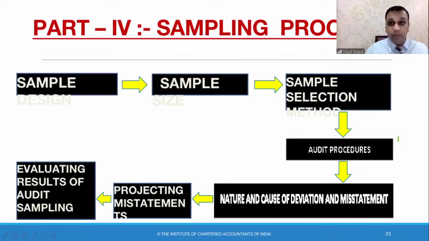Then what should be your audit procedures? And if there are any deviations and misstatements, then applying the results of the sample on the population and evaluating the results thereon. So step by step, this is the sampling process which we'll be covering in our next session. And hopefully, we'll definitely cover one case study as well on this chapter, audit sampling. I'll make sure that I bring you a case study to strengthen the concepts we have gained in this chapter, audit sampling.